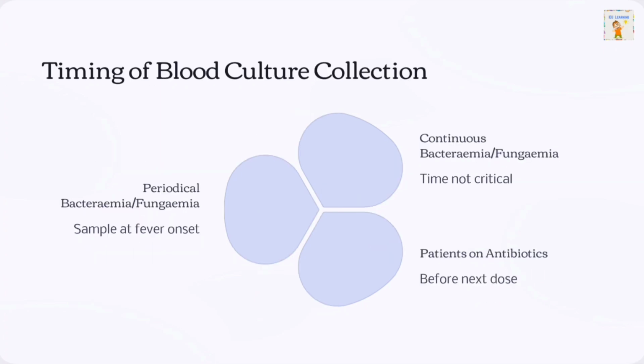What is the ideal timing of blood culture? So we know when there is periodical bacteremia and fungemia and periodical fever, the sample should be drawn at the onset of fever. If there is continuous bacteremia or fungemia and continuous fever, then time is not critical. And for patients who have been started on antibiotics, the culture should be sent before the next dose.